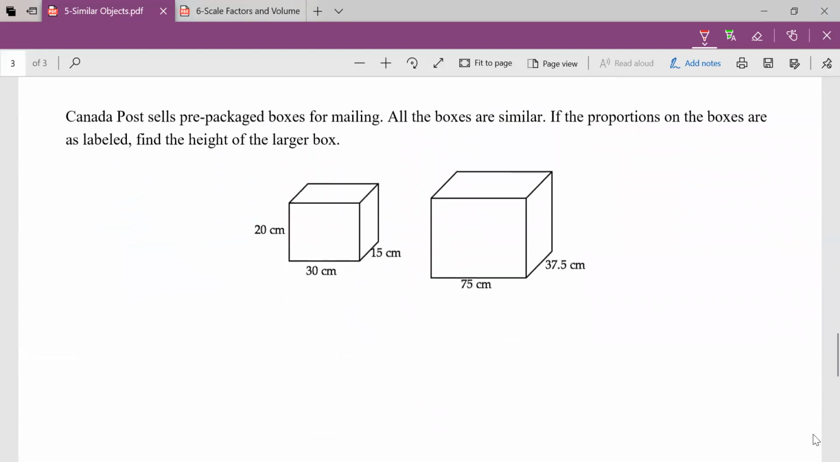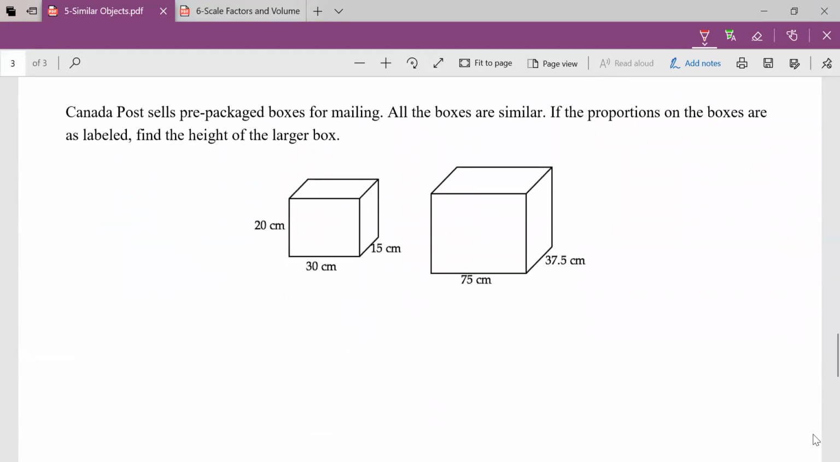Okay, let's do one more, friends. Pardon me. Canada Post sells pre-packaged boxes for mailing. All the boxes are similar. If the proportions on the boxes are labeled, find the height of the larger box. Since we know that these boxes are similar, this box here is an enlargement of this box here. So I'm going to find that scale factor.